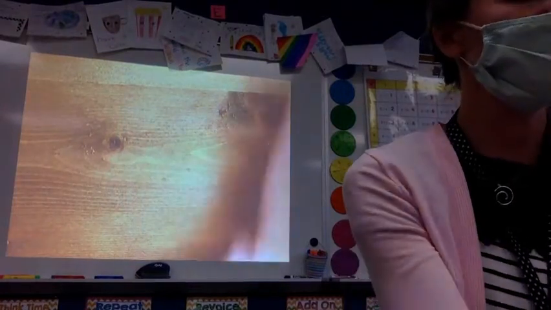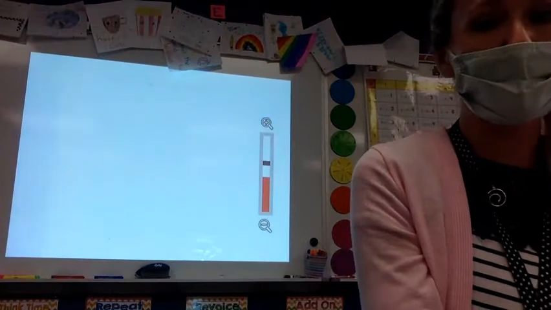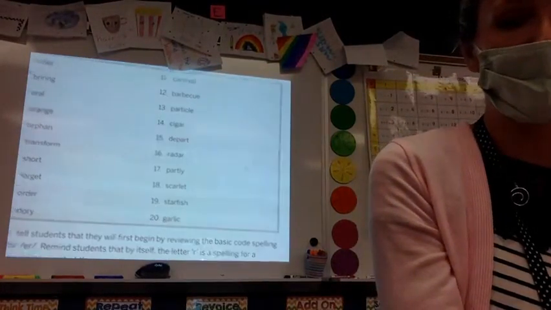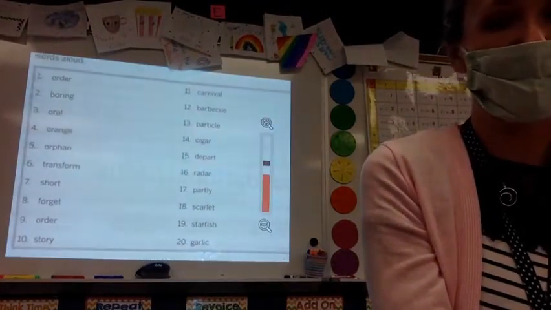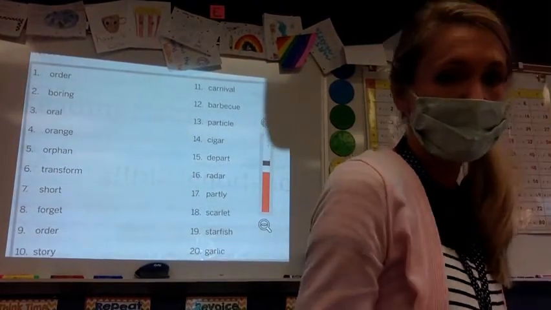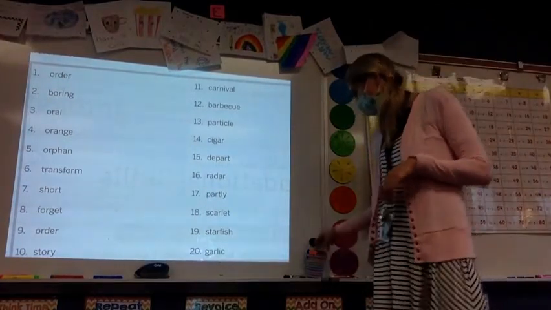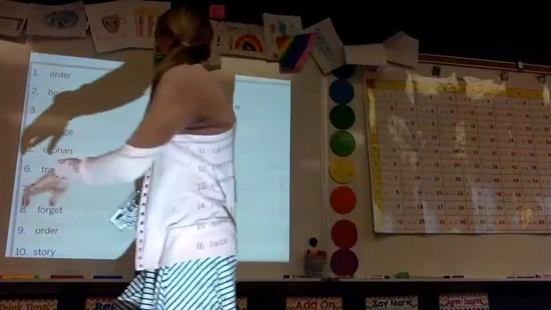So what I'm going to do is show you a list of words. I'm going to read the word, you're going to repeat the word, and then we're going to find the AR or the OR. Got it? Can we see that okay? It's not the easiest to see, but we're going to go through them. You ready? Our first word is the word order.